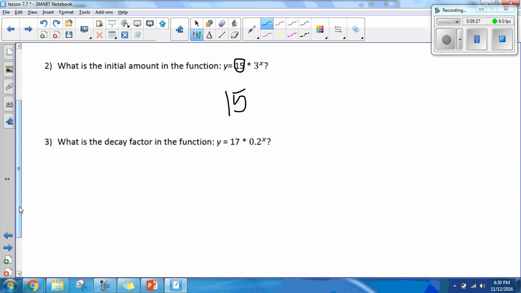And what is the decay factor in the function y equals 17 times 0.2 to the x power? Well, b is going to represent our decay factor, and it is also less than 1 but greater than 0.